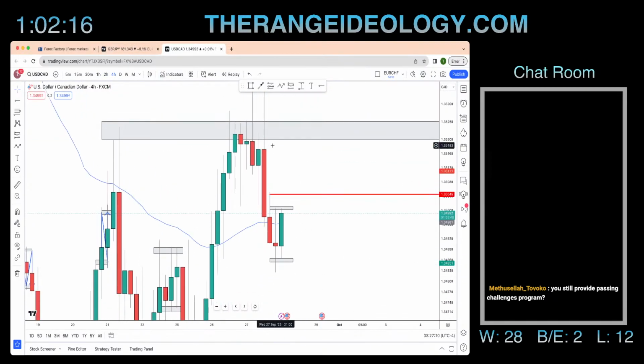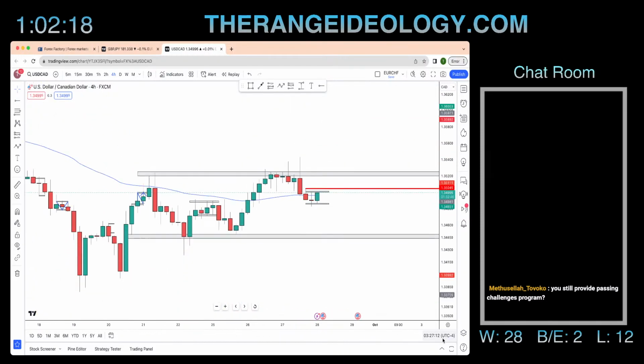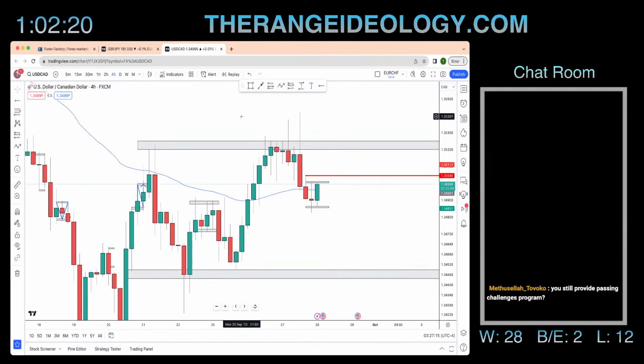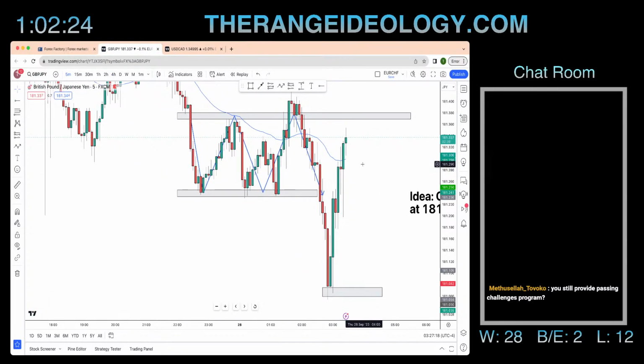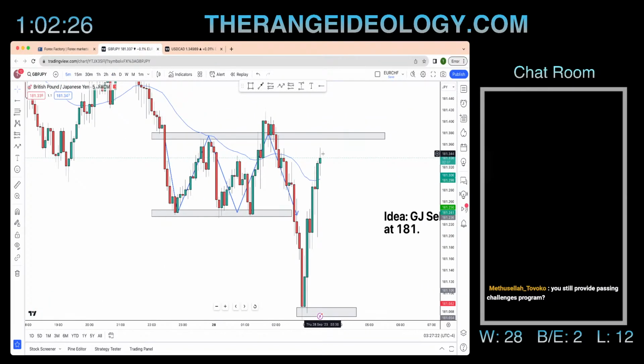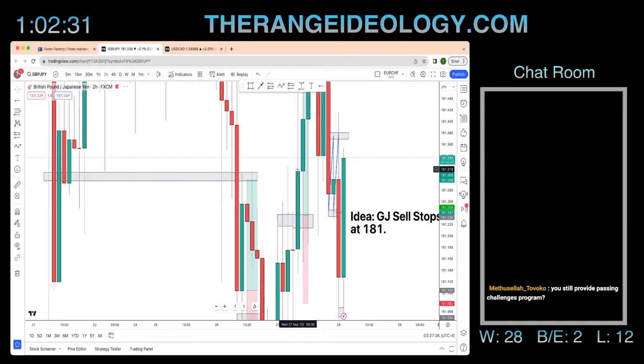Except USD CAD can continue the push up here as well. So if that's the case with USD CAD, that means GJ is going to be coming down. But the idea is now, do we have the appropriate entry? I'm going to wait for the 2-hour too.